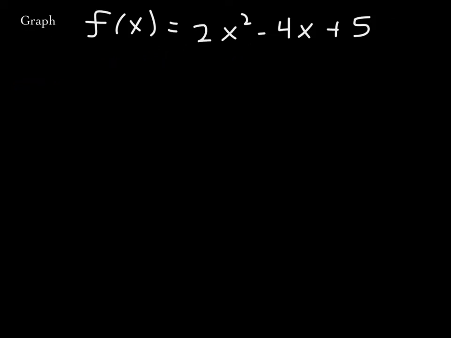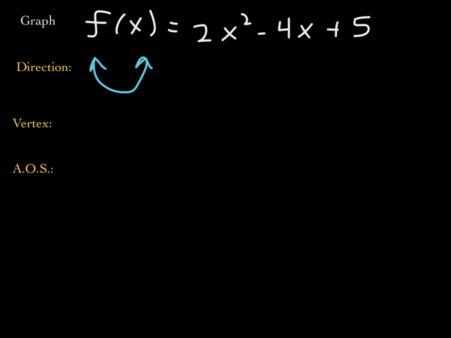All right, let's graph this function. F of x is equal to 2x squared minus 4x plus 5. Because the leading coefficient is positive, we know that this parabola opens upward. We have an upward opening parabola. All right, let's find the vertex. And the AOS, I guess.